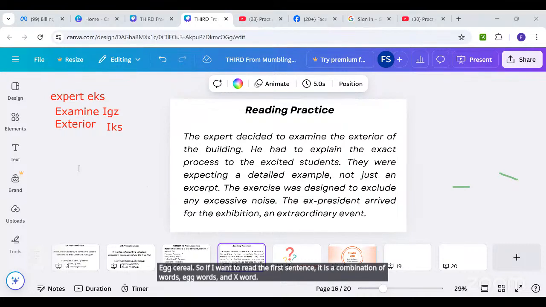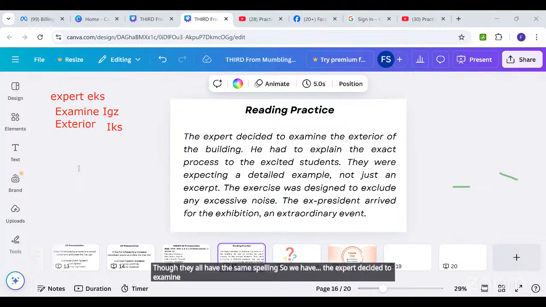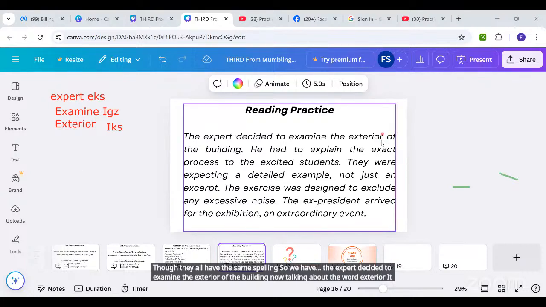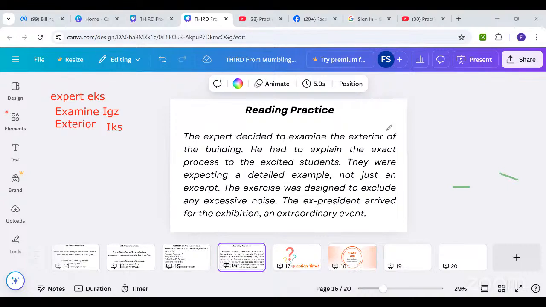Even though they all have the same spelling. So we have the experts decided to examine the exterior of the building. Now, talking about the word exterior, it ends with a R. So we expect that you link the R here to the vowel. Exterior.